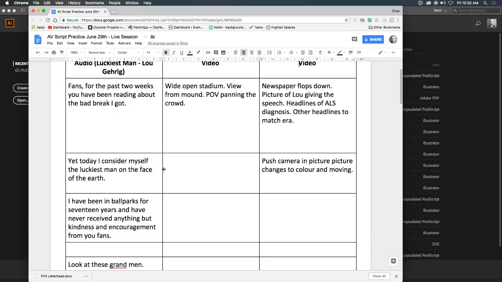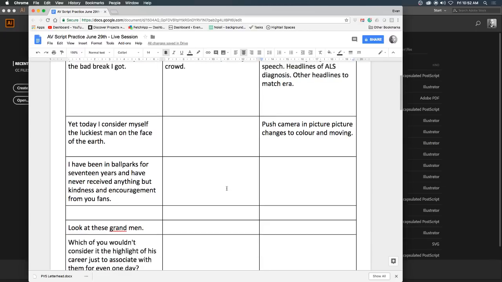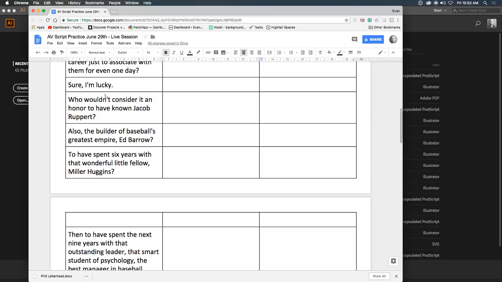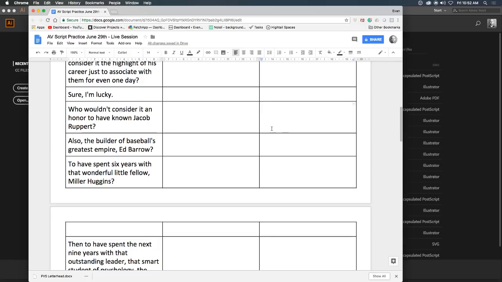We could do a very elegant, very fancy transition between, who wouldn't consider it an honor to have known Jacob Rupert, also the builder of baseball's greatest empire, Ed Barrow. You can have a really wacky transition between those. But notice how all of these sentences are of a similar structure. You would probably want to have a similar transition between each of those.